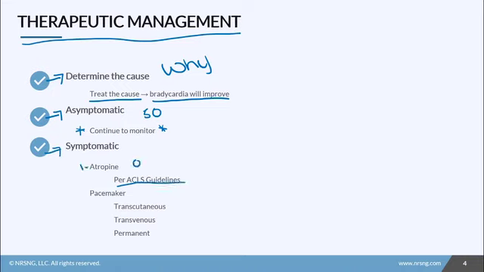Usually we start with 0.5 milligrams of atropine. And basically what that does is try to increase the heart rate. If that doesn't work, then we can go ahead and give them another half a milligram of atropine and hope that our heart rate goes up. If it doesn't, then we have got to prepare our patients for a pacemaker. So we can do two temporary pacings, a transcutaneous or a transvenous.